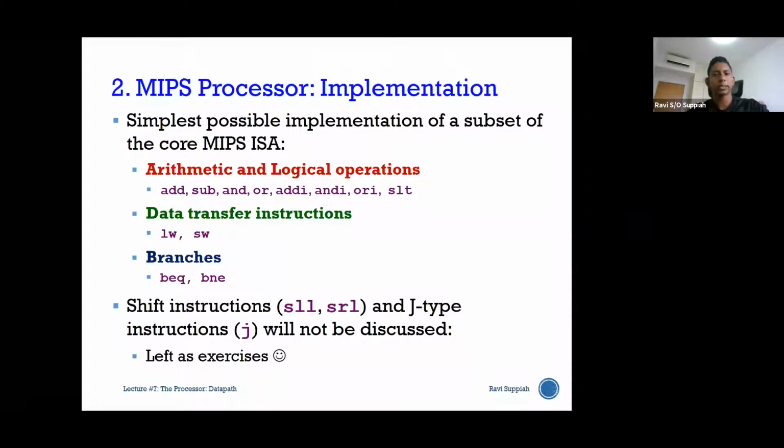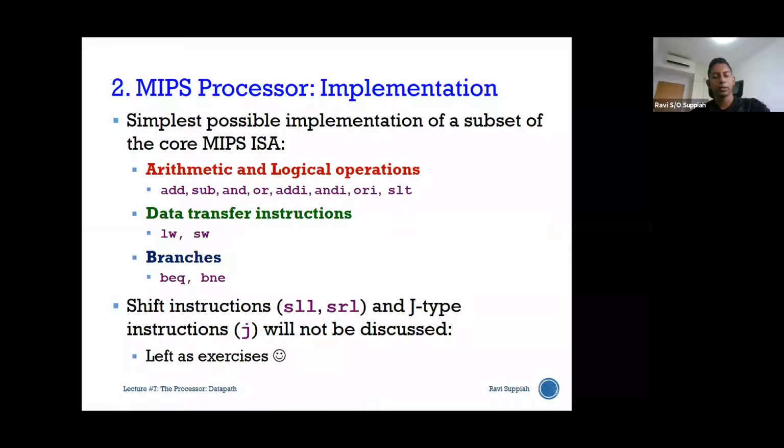Let's go ahead and build up our own MIPS processor, with an understanding of what the instructions are supposed to do for us, and how we are going to encode these instructions and make the processor perform the necessary operations. These are some of the instructions we have already seen: the arithmetic and logical operations, the data transfer instructions, as well as branches.